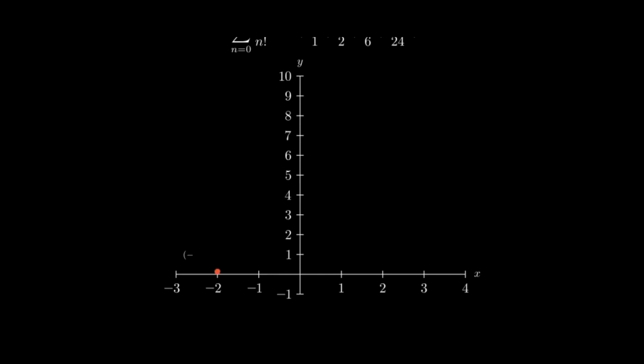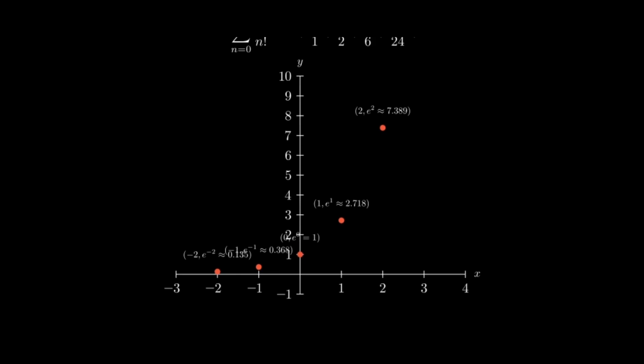When x equals -2, e to the -2 is approximately 0.135. When x equals -1, e to the -1 is approximately 0.368. When x equals 0, e to the 0 is exactly 1. This is true for any base raised to the power of 0. When x equals 1, e to the 1 is simply e, or approximately 2.718. When x equals 2, e to the 2 is approximately 7.389. Now, let's draw the complete graph of e to the x.